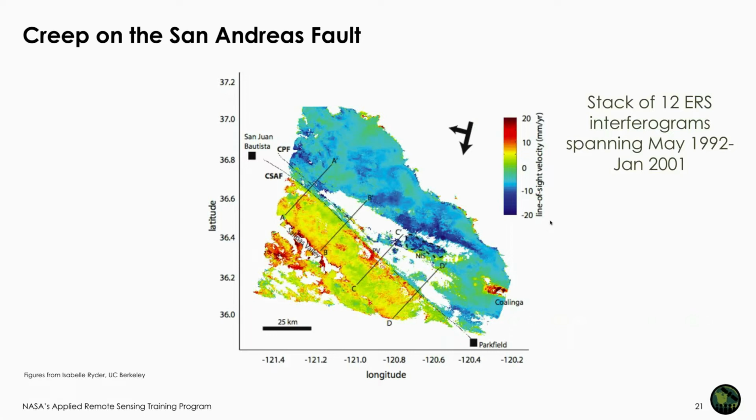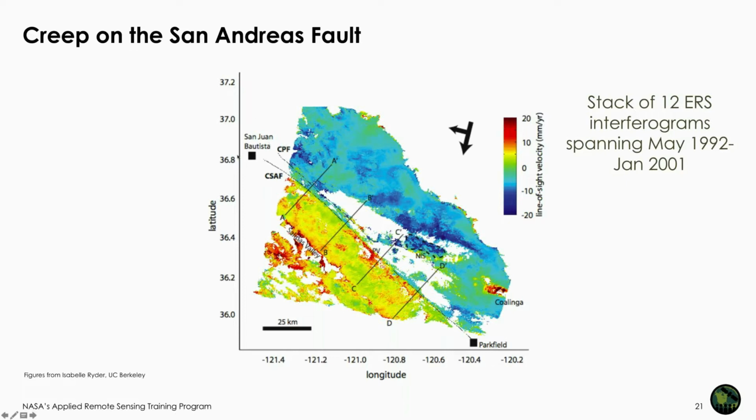This is an example of creep on the San Andreas Fault in California. The two sides of the central part of the San Andreas Fault move continuously. It has no major earthquakes that we know about, but it moves gradually all the time. So the SAR Interferometry is able to measure that the ground surface has been displaced. In fact, it's moving up to 20 millimeters a year, every year.